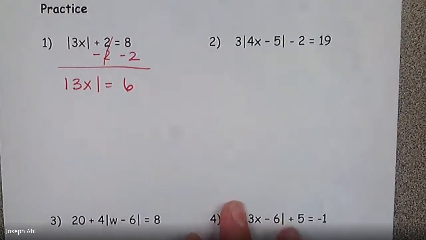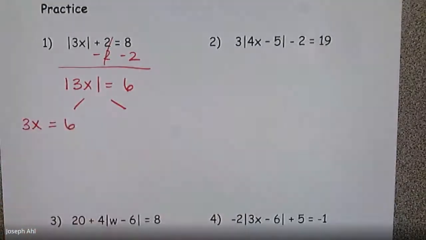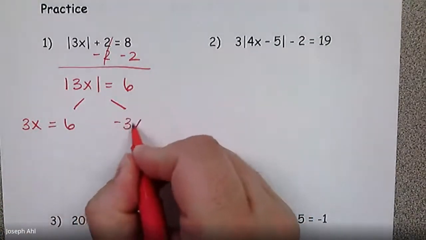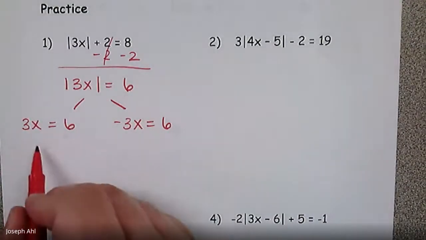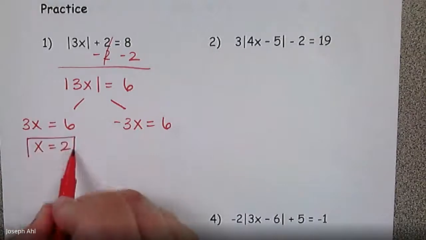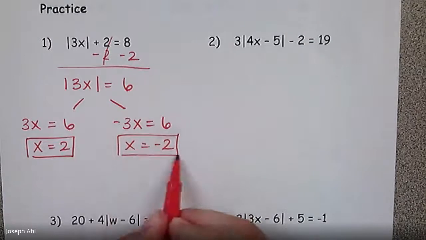So what do I do now that I've isolated the absolute value expression? Now we're going to split this into 2 equations. I usually, for absolute value, will draw 2 branches. On one branch, we're going to solve when does 3x equal 6. And on the other branch, we're going to solve when does negative 3x equal 6. And then this is going to be a pretty quick solve from here. If you divide both sides by 3, you get x equals 2 in this case. Divide both sides by -3. On this side, we would get x equals -2.